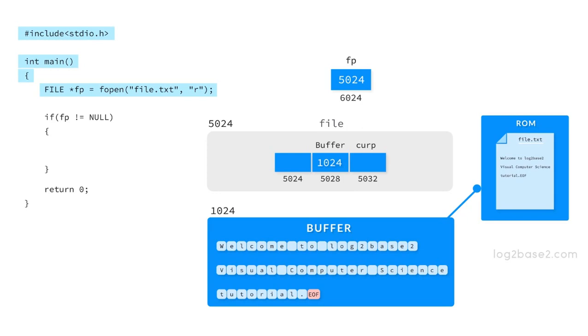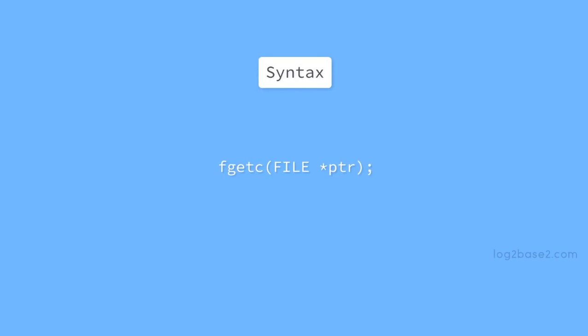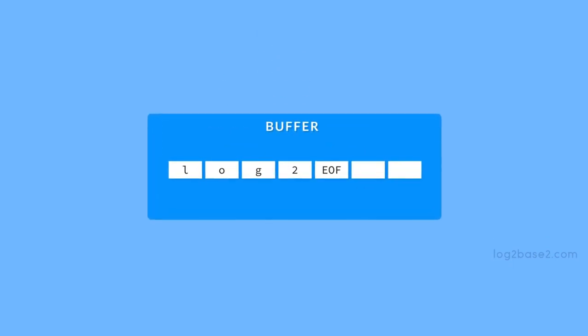For that, we have the function fgetc. Using the fgetc function, we can read a character from the file. The syntax is fgetc of file pointer. It will return a single character from the buffer and automatically move the position of the pointer to the next character. See an example, we have the content log2. EOF, or end of file, represents the end of the file. So fgetc will read L and move the current position of the pointer to O. Now this function call will read O and move the pointer to G, and this will continue. Now if it reaches the end of the file, it will return EOF.